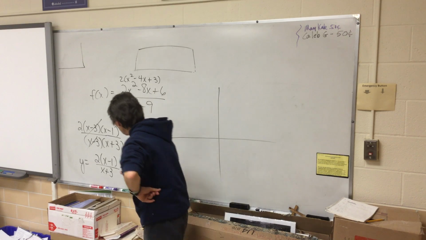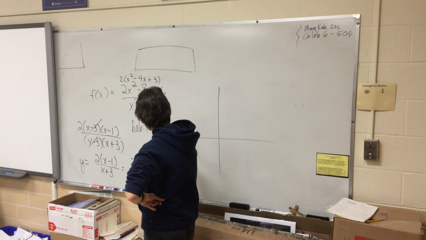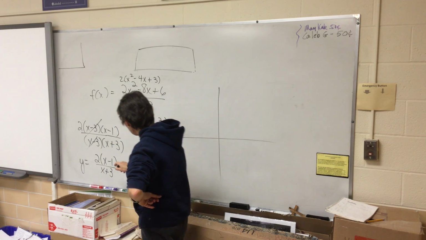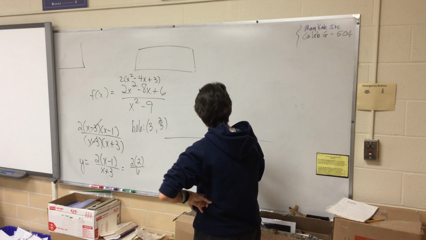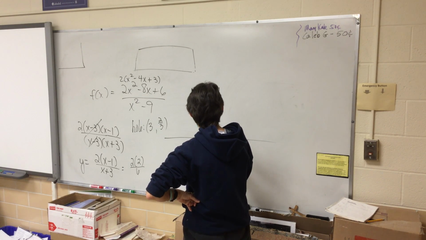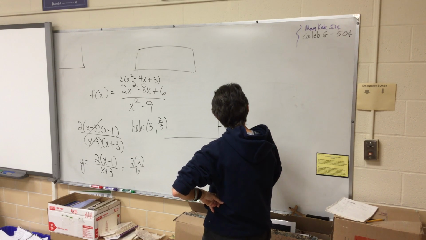So now I'm going to put 3 back into my problem. I got 2/3. Double check that for me. 3 minus 1 is 2. 3 plus 3 is 6. So I think I'm going to have a hole or a removable discontinuity at (3, 2/3).